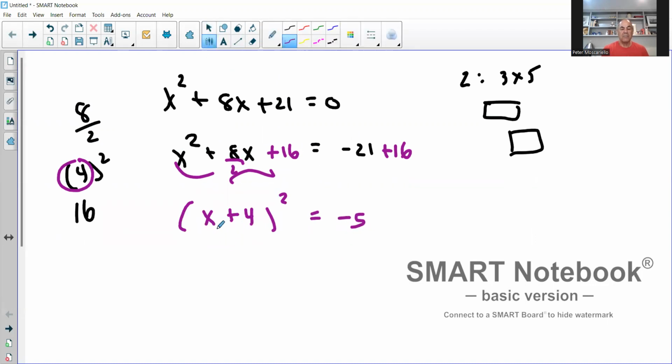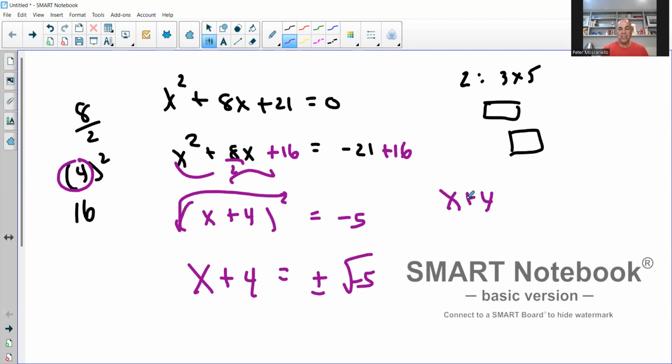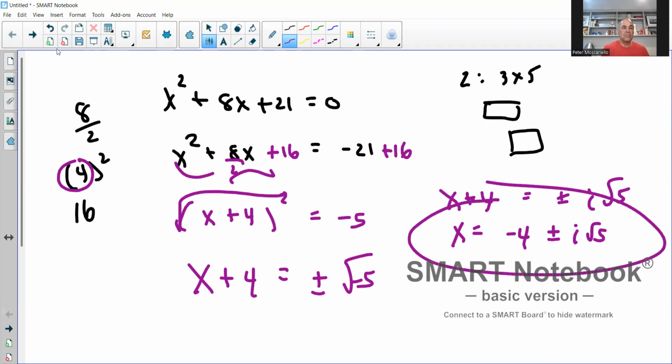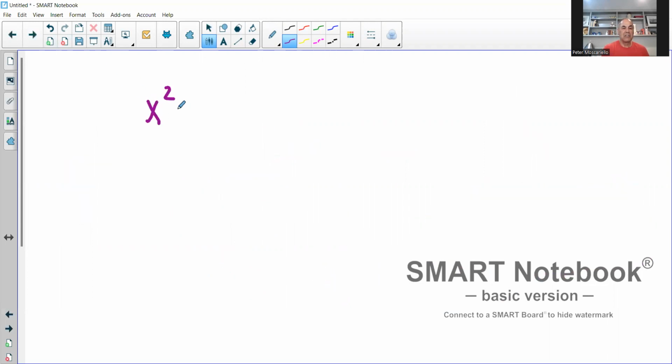Take the square root of each side. The square root of that's going to be x plus 4. And it's always plus or minus. Always, always. We get that. So x plus 4 equals plus or minus i root 5. And then just subtract 4. -4 plus or minus i root 5. Answer. All right, so you try this one, please. Go for it. You can pause and all that.